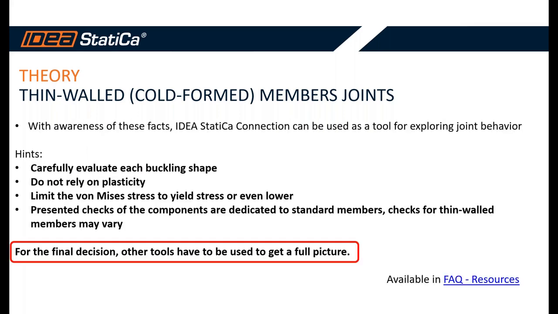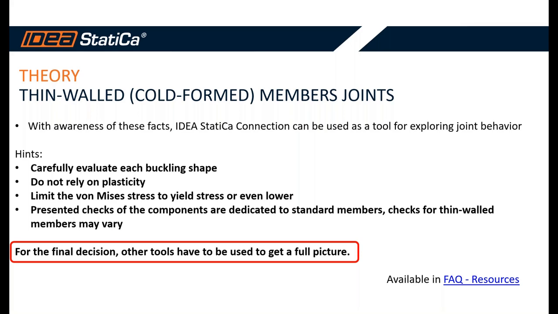So if you still want to use StatiCa Connection to perform code checks for thin-walled connections, we prepared some hints for you. Please carefully evaluate each buckling shape. Do not rely on plasticity of the elements. Limit the von Mises stress to yield stress or even lower.